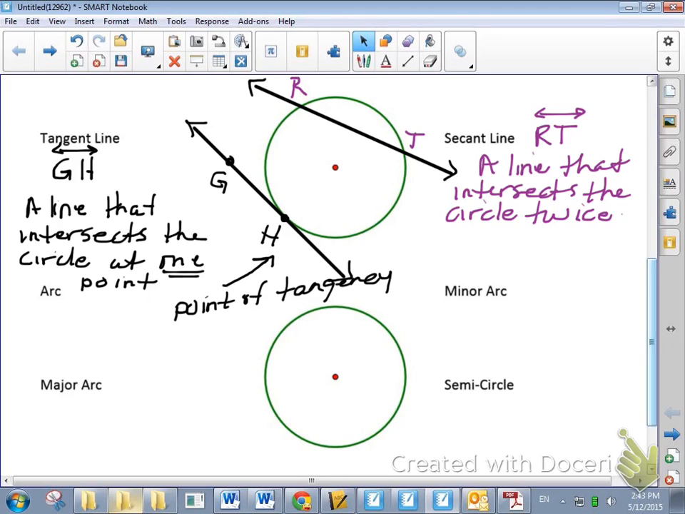Okay, so it intersects the circle at point R and point T. So you can see that the secant line actually forms a chord. Okay, so now we have another term here, kind of hiding in here, arc. Arc is a new term. Arc is simply a piece or a portion of the circle's circumference.